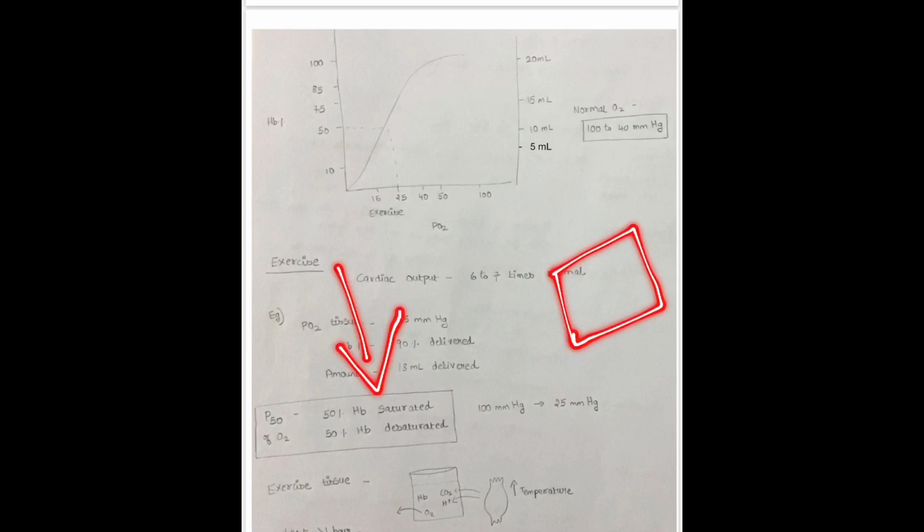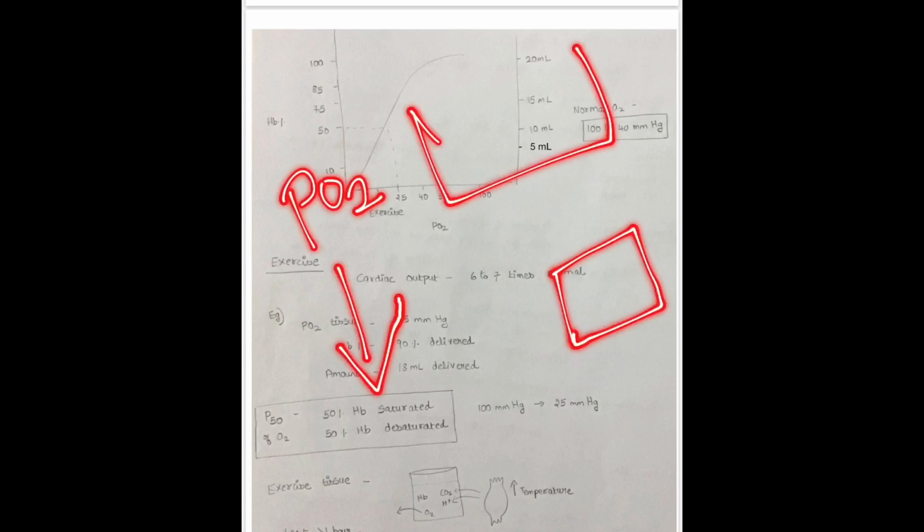If you decrease the partial pressure of oxygen, the hemoglobin will release its 3 oxygen molecules into the tissue, in such a way that the tissue will get additional oxygen molecules. This is what happens during exercise. If you want to increase the delivery of oxygen molecules into the tissues, you should decrease the partial pressure of oxygen.